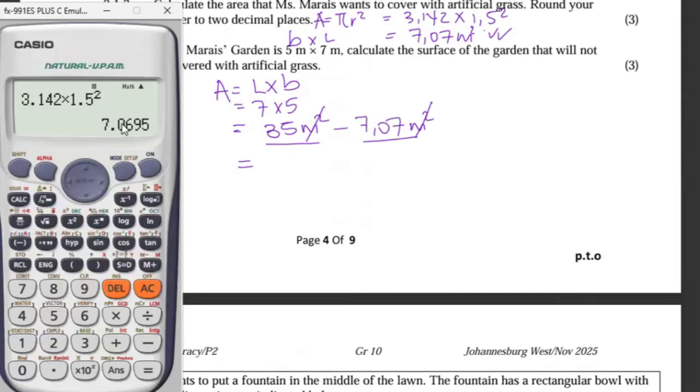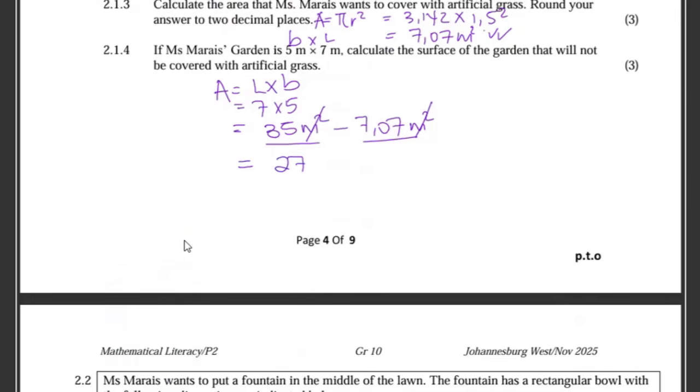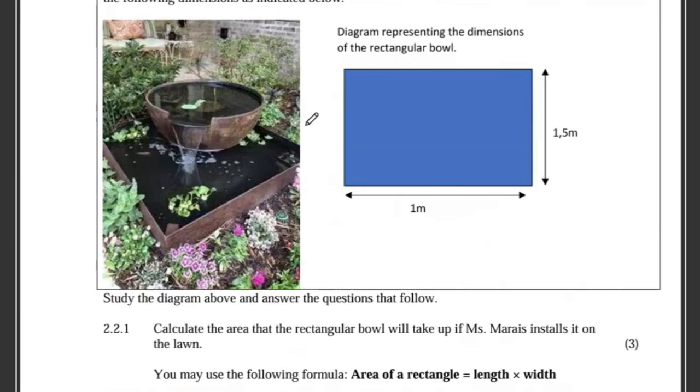So come back here. Remember, we've left it here. So you can easily do this. Get the 35 minus, put this in brackets. So you get your answer 27,93. Don't forget the units, meters what? Squared. Okay, we continue. Question number 2.2.